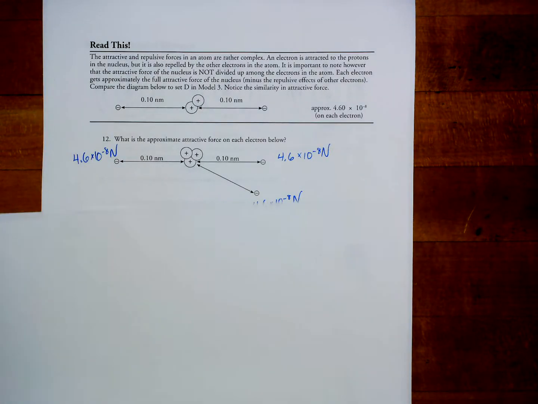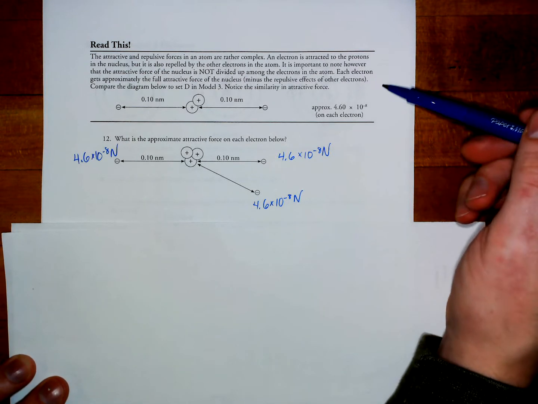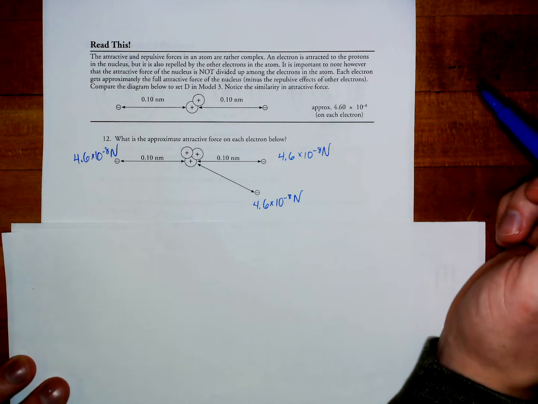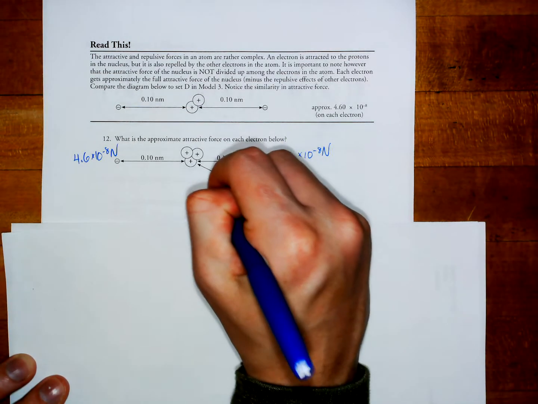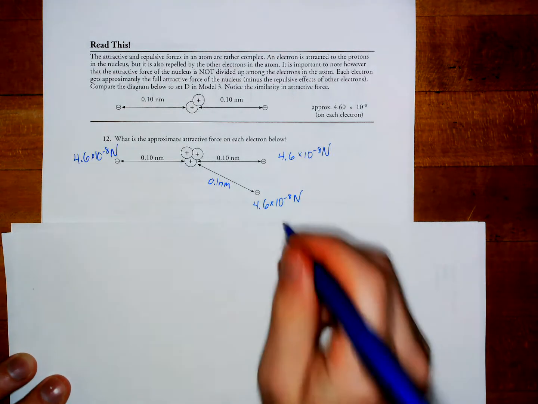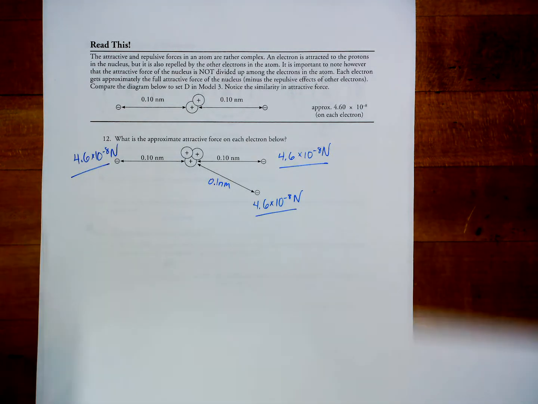All right. And we go on to prove that here. If you read that when you were doing it, it goes on to explain exactly what I just said. So each one of these, and I'm assuming that this is also 0.1 nanometers, is going to have an equal force of attraction.